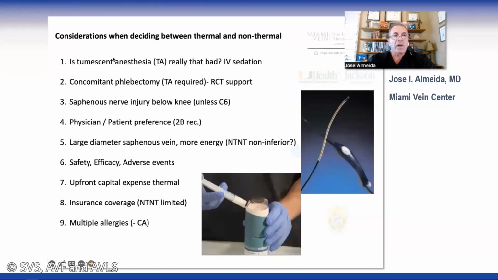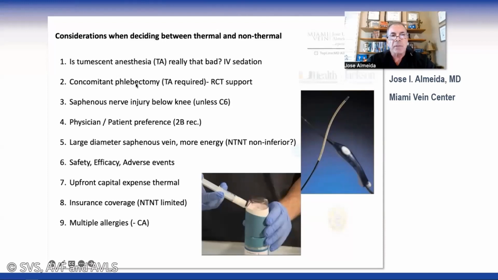So, considerations when deciding between thermal and non-thermal. 1, is tumescent anesthesia really that bad? We tend to use a little IV sedation and everybody cruises through it. The first 5 years doing this, from 99 to about 03, we did straight tumescent, and yes, some people struggle through it. Since we implemented some mild conscious sedation, it's really just fine.